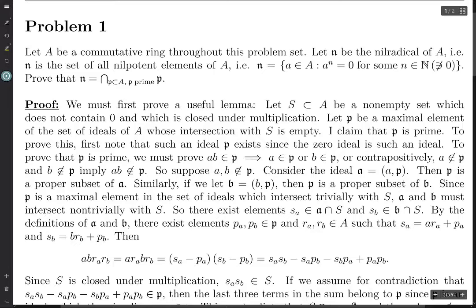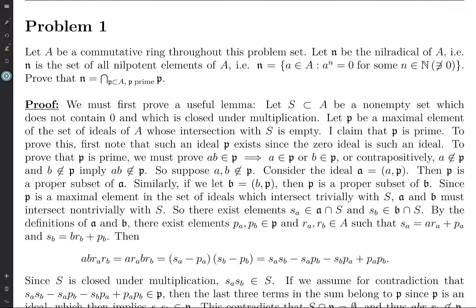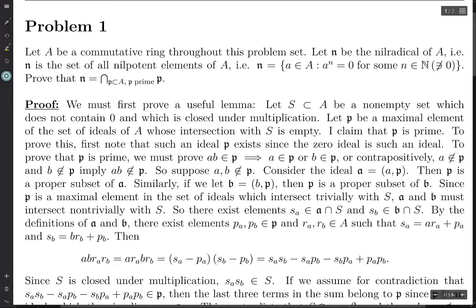Is nil radical okay, so maybe it is one word. But anyway, this is the set of all nilpotent elements, i.e. the set of all elements a in A such that a^n is 0 for some natural number n. Of course, not including 0, because I'm an analyst, blah, blah, blah. You've heard me rant about this before. Prove that the nil radical is the intersection of all prime ideals.